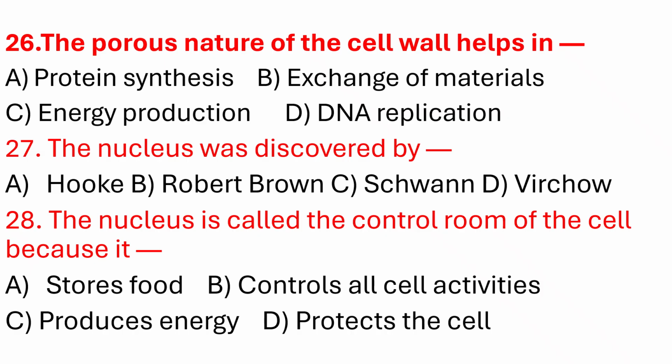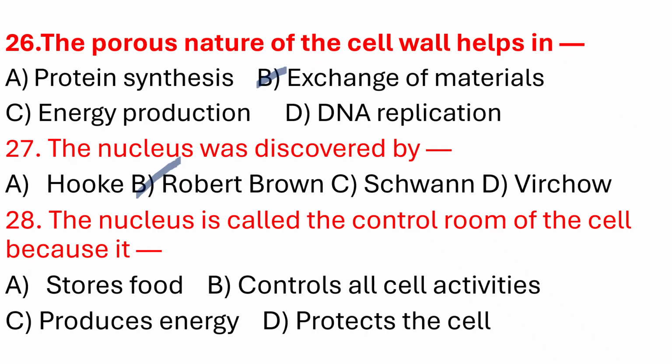The porous nature of the cell wall helps in protein synthesis, exchange of materials, energy production, DNA replication. Option B, exchange of materials. The nucleus was discovered by Hooke, Robert Brown, Schwann, Virchow. Option B. Nucleus was discovered by Robert Hooke.